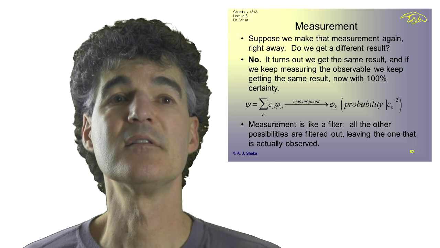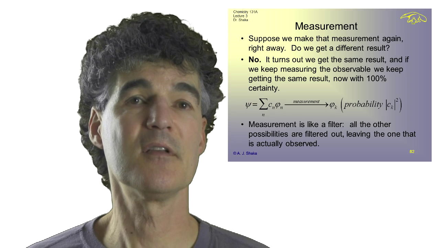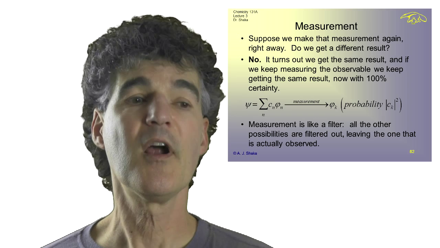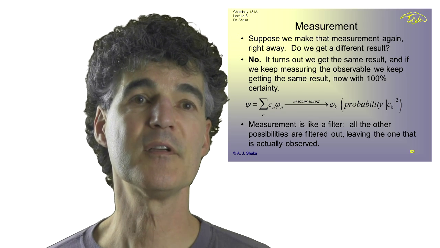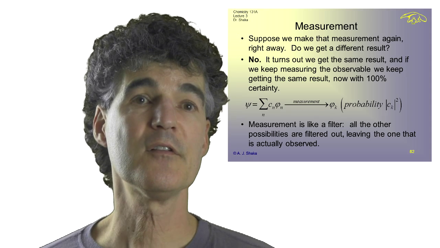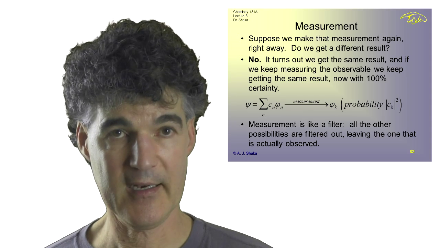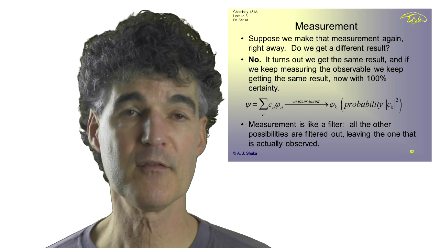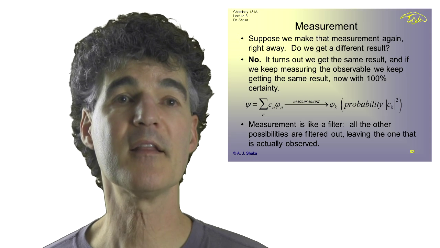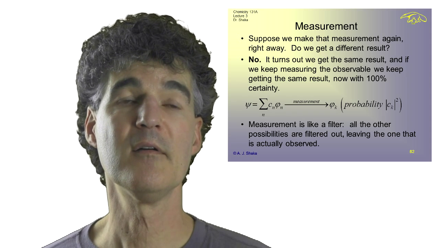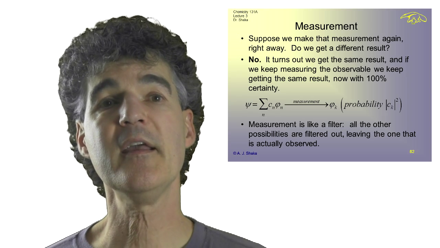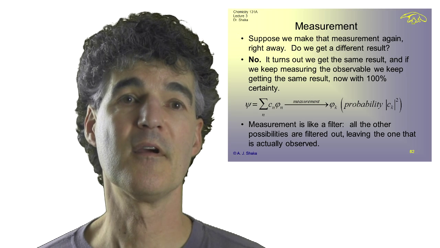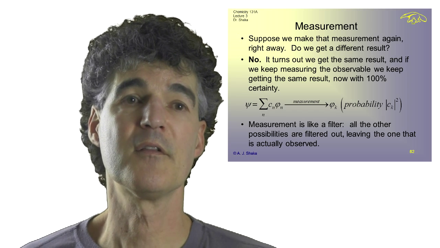The question is, do we get a different result? And the answer is kind of surprising. But the answer is no. It turns out if we make the measurement again, we get the same result. And if we keep measuring the same observable over and over, we keep getting the same result. And now, sort of mysteriously, in a way, it's 100% certain that we're going to get that result. There is no other result that we're going to get.